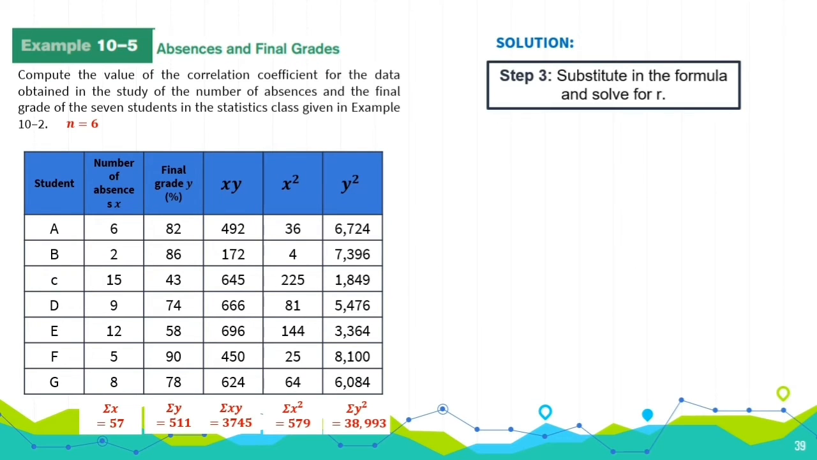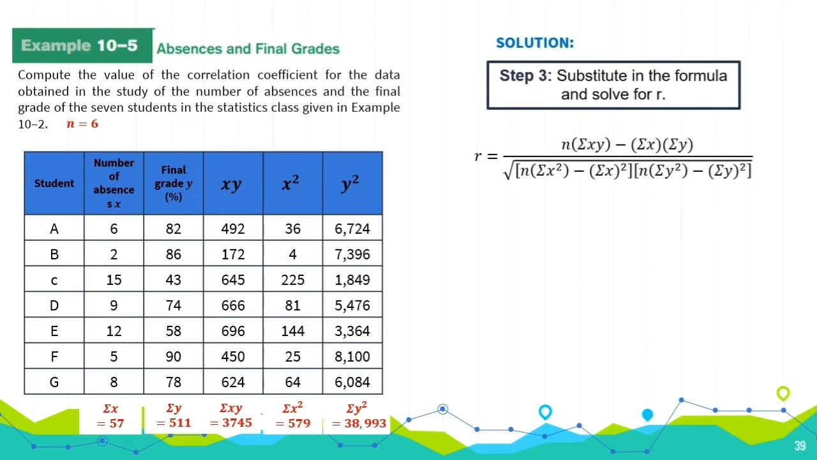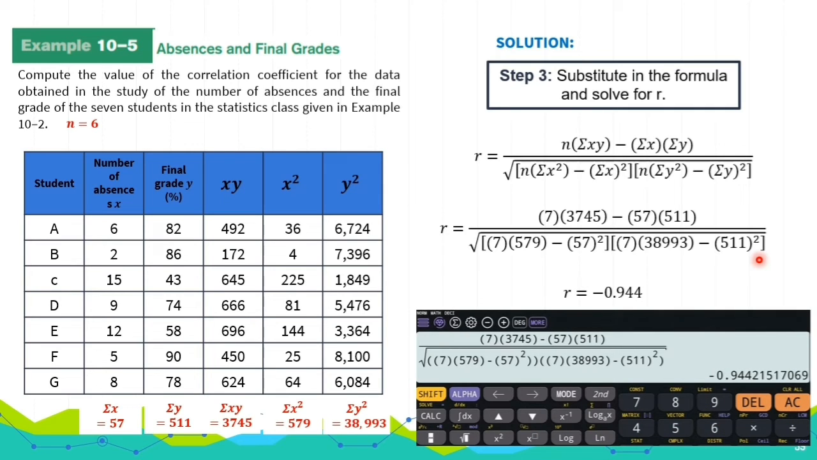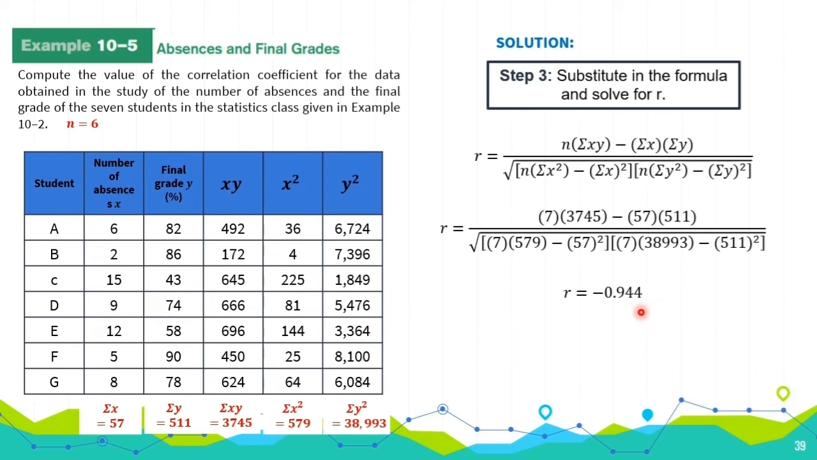For our step 3, substitute in the formula and solve for r. So using the formula for the correlation coefficient r, we have 7 multiplied by 3,745 minus 57 multiplied by 511, divided by the square root of 7 times 579 minus 57 squared, multiplied by 7 times 38,993 minus 511 squared. And using the calculator and applying the rounding rule, we need to round the value of r to 3 decimal places. So we have r is equal to negative 0.944.